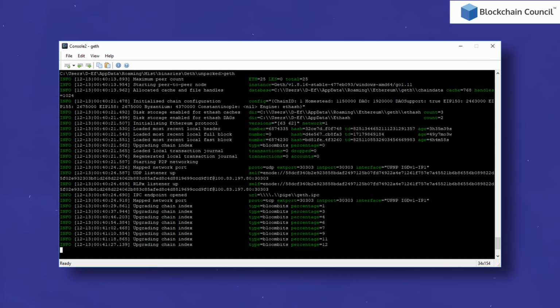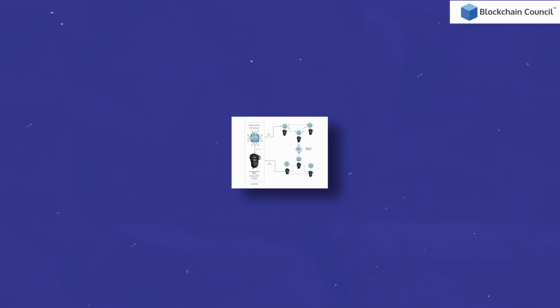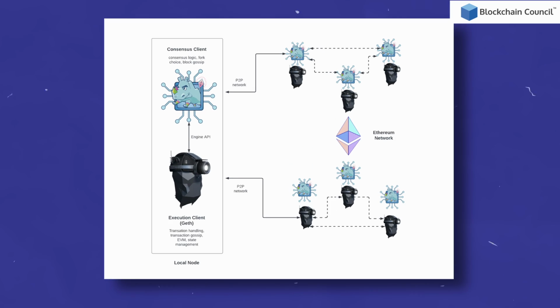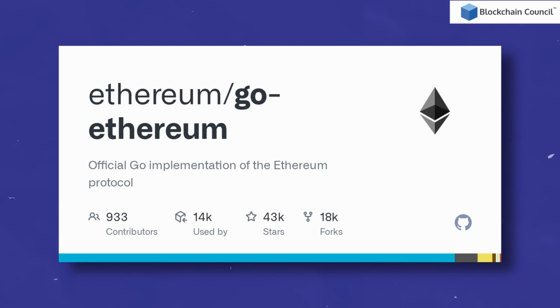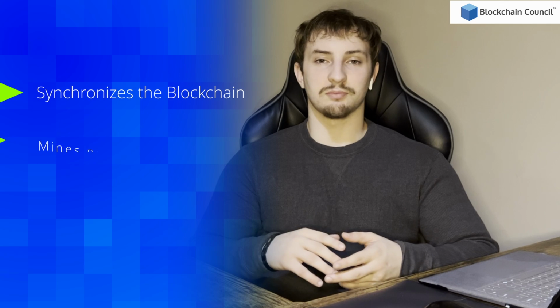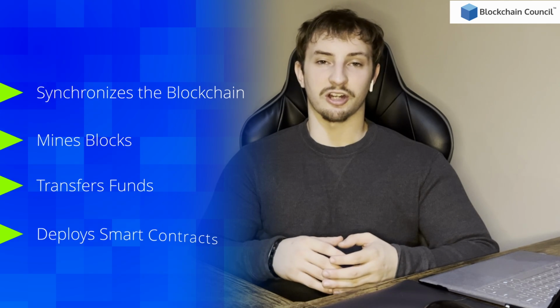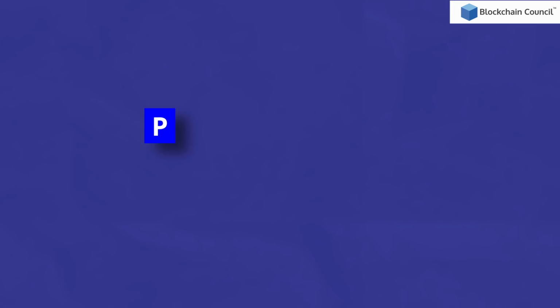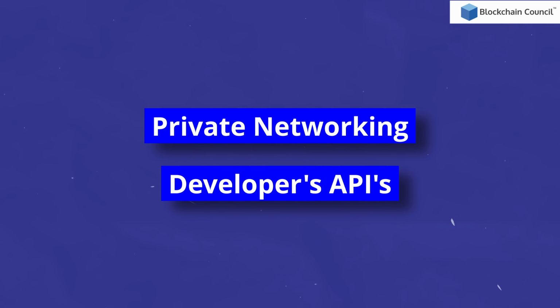Geth is the gatekeeper of the Ethereum network. It's a command line interface that allows you to interact with Ethereum nodes. Geth runs the Ethereum client, syncing with the network and providing an entry point for developers. Geth is written in Go and implements the full Ethereum node protocol. It synchronizes the blockchain, mines blocks, transfers funds, and deploys smart contracts. Advanced features like private networks and developers' APIs are included.